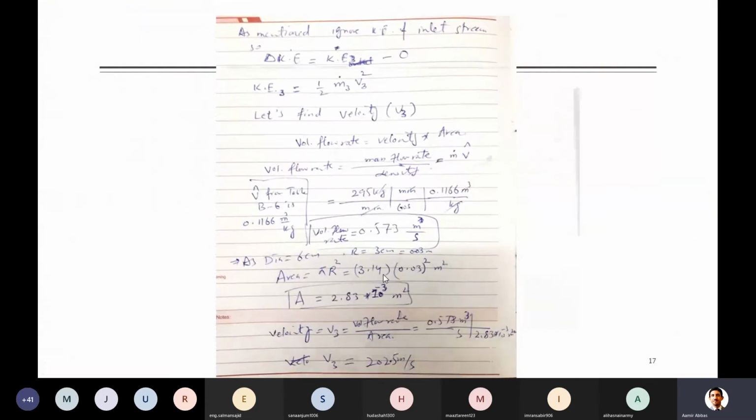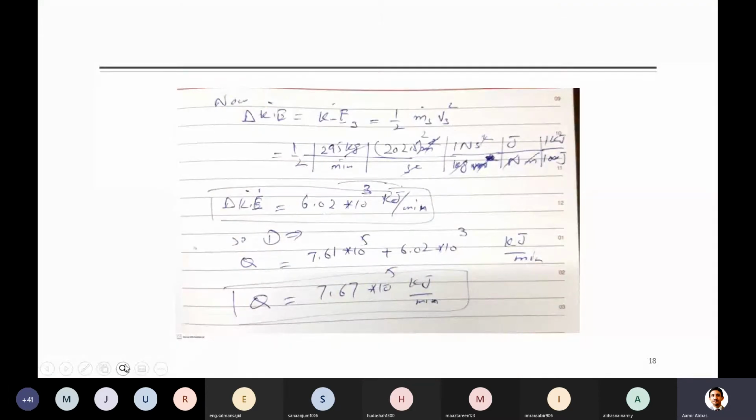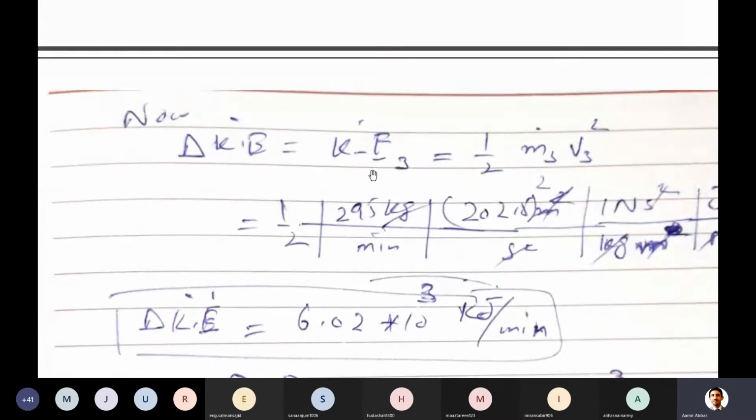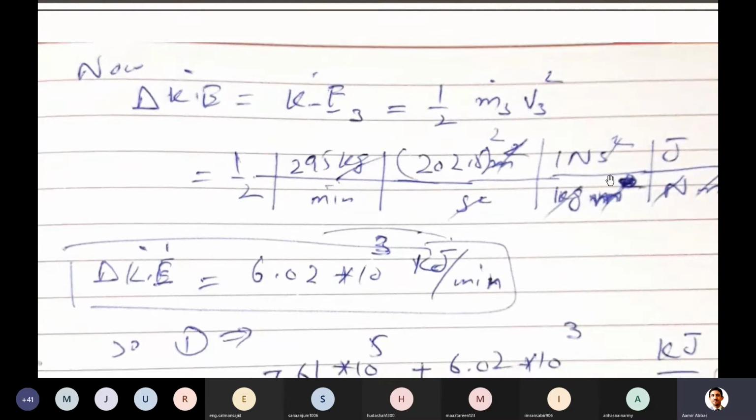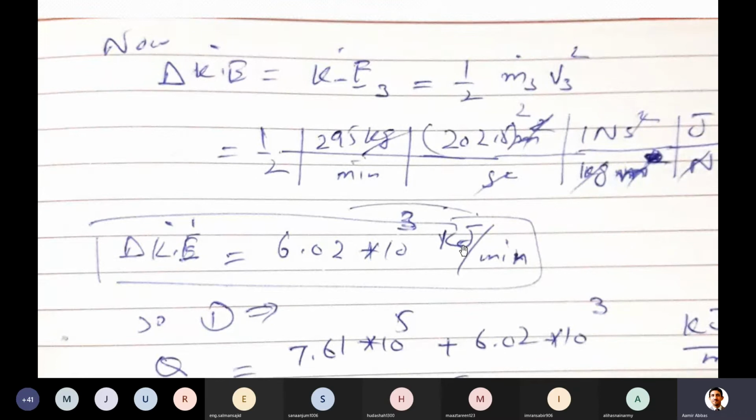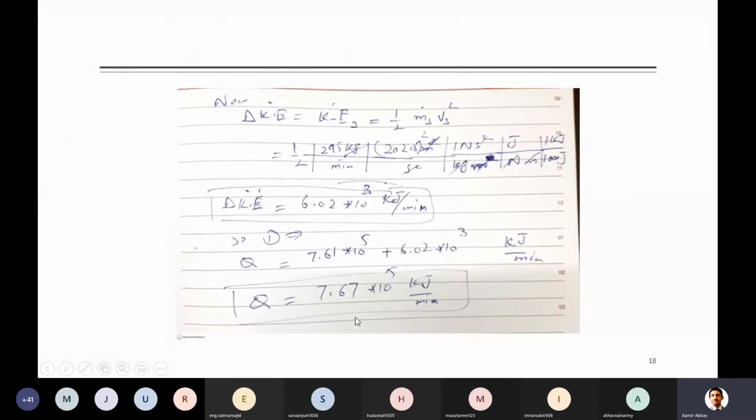And I have done here, it is 202.5 meter per second for the output stream. So later when you go back to the delta KE, because you just have this value for the output stream, you just put it here: mass flow rate of the output stream and the velocity, which you just calculated. Put them in the equation, just do some unit conversion. So flow rate was 295 kg per minute, and this was 202.5 meter per second. I will just do this calculation, and finally I found that this is kilojoule per minute, and I will put it in the formula finally and will calculate Q.